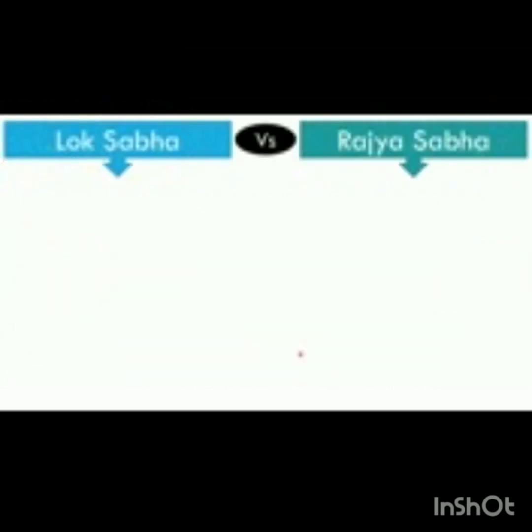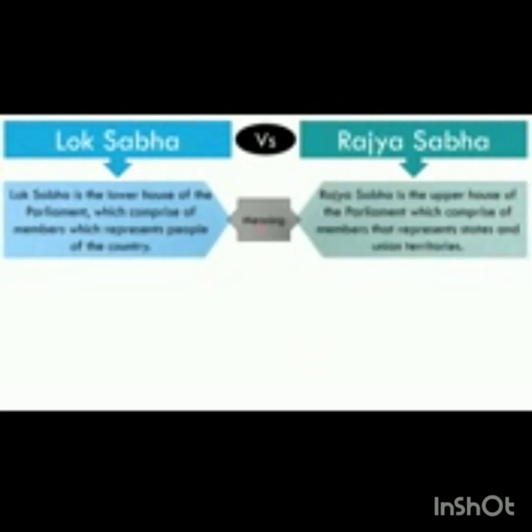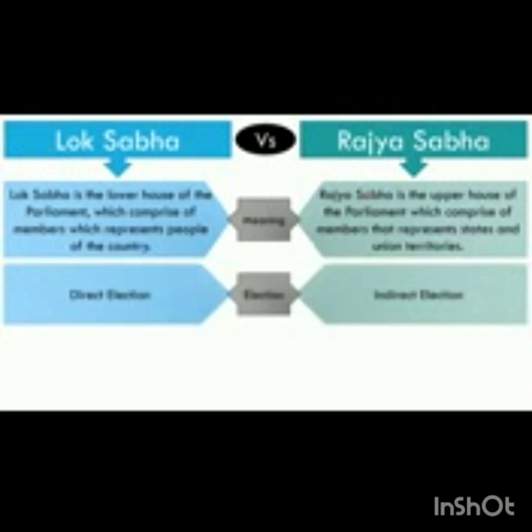Difference between Lok Sabha and Rajya Sabha. Meaning, Lok Sabha is the lower house of the Parliament which comprises members representing people of the country. On the other hand, Rajya Sabha is the upper house of the Parliament whose members represent states and union territories. The members of Lok Sabha are directly elected by the people according to universal adult suffrage and first past the post system. On the other hand, the members of Rajya Sabha are indirectly elected by the members of a state legislative assembly as per proportional representation system.